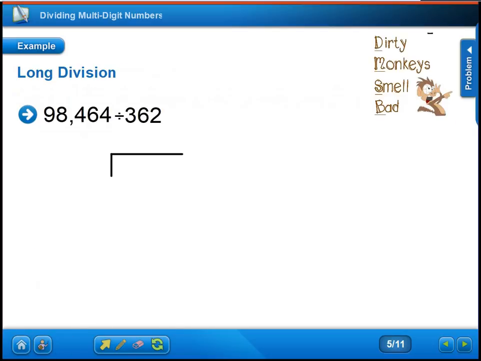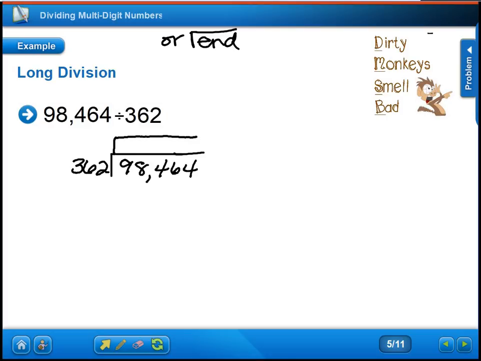Now, if I wanted to know the exact answer, I would just divide the numbers as they are. Again, my divisor has to go on the outside, and my dividend goes on the inside. So 362 goes on the outside, 98,464 goes on the inside. What I like to tell my students to help keep their work nice and organized, especially because we're going to get into dividing with decimals, is to give everybody at the party a chair. The people at the party are the numbers in the dividend. So 9, 8, 4, 6, and 4 need a chair. This helps keep your numbers lined up, which is incredibly important when it comes to place value.